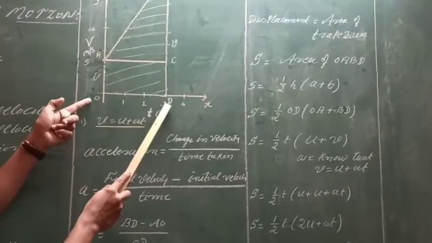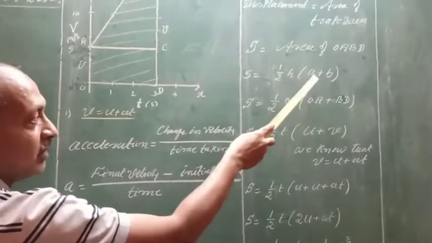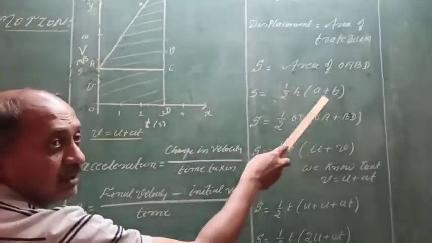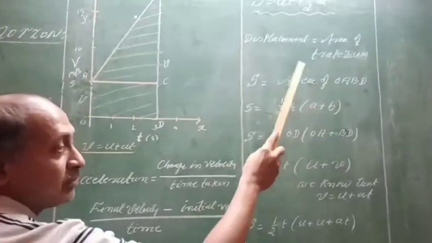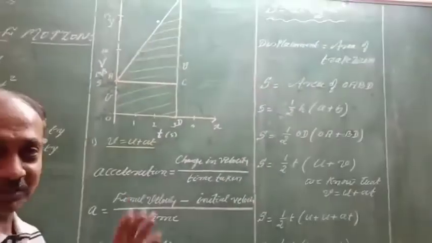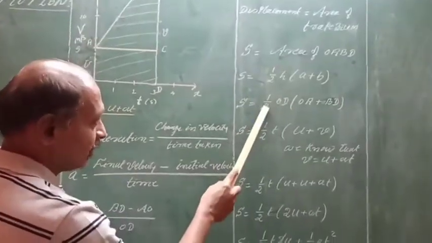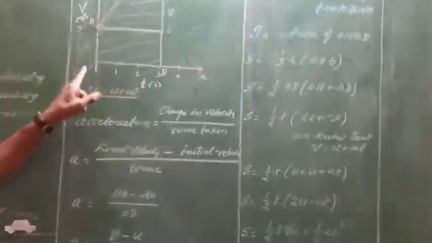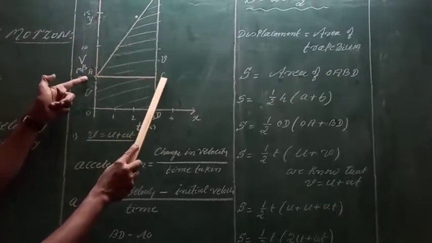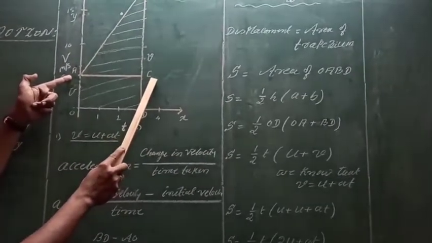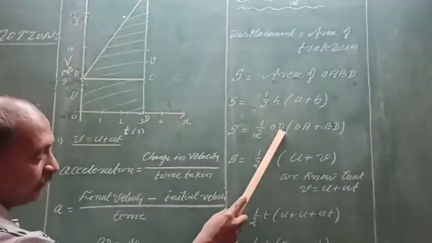OABD. Now, what is the area of the trapezium? You already know that it is half into the height into the sum of the parallel sides, a plus b. This is the formula to find the area of the trapezium. Now, S is equal to half. What is the height of the trapezium? The height of the trapezium is OD, or we can say it is t. So h is OD.